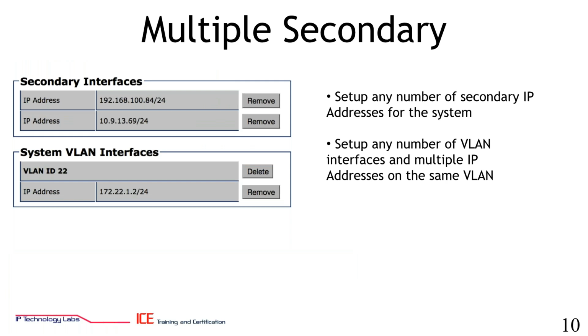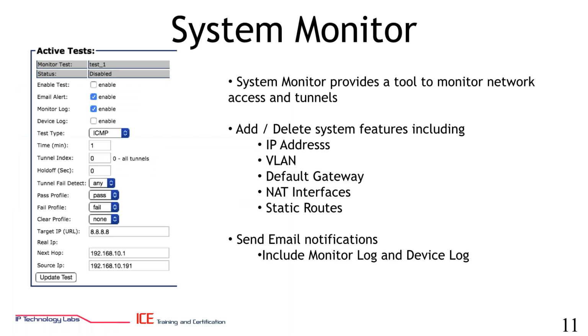You can set up multiple secondaries on any of the interfaces within the unit. So I can go in and just set up multiple IP addresses. I can create a VLAN. I can put multiple IP addresses on that VLAN, or I can create multiple VLANs with their own IP addresses. We talked about the system monitor.